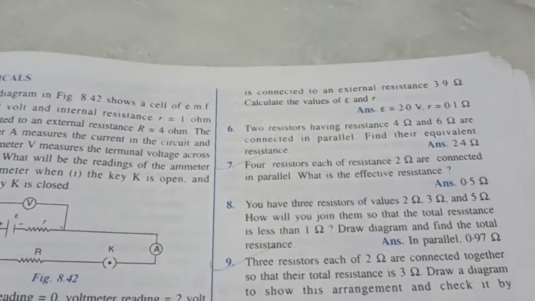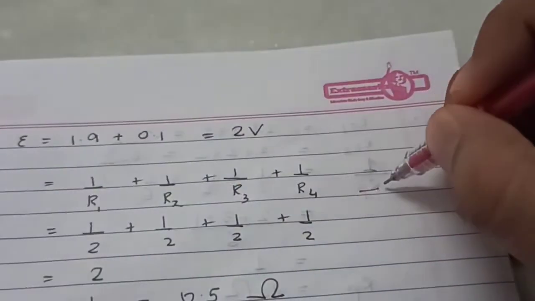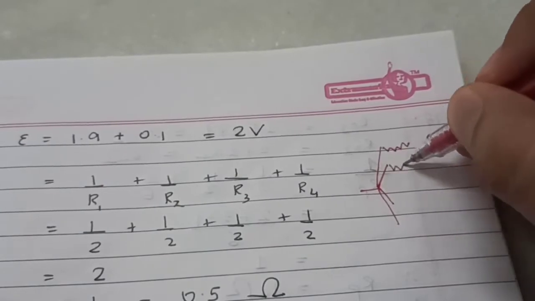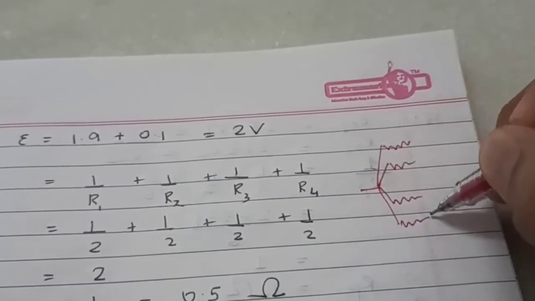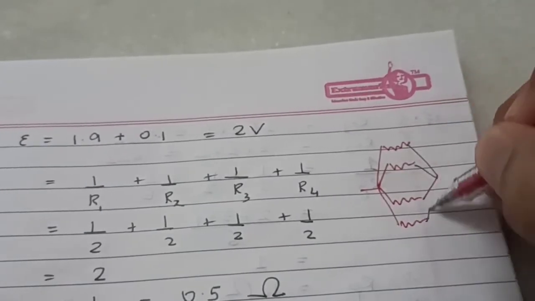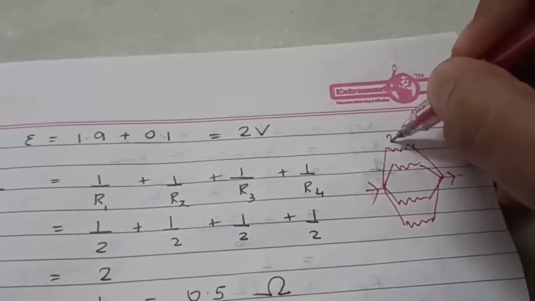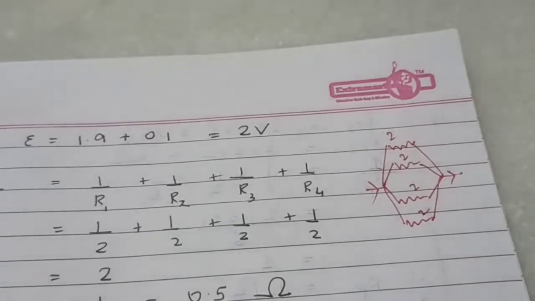Now the seventh sum. 4 resistors, each of resistance 2 ohms, are connected in parallel. What is the effective resistance? Easy sum. You should draw a diagram, which would be something like this. Just 4 resistors in parallel. Current entering from here, exiting from here, and each of these is of 2 ohms, 2 ohms, 2 ohms, 2 ohms. So how do we calculate the total resistance in parallel?